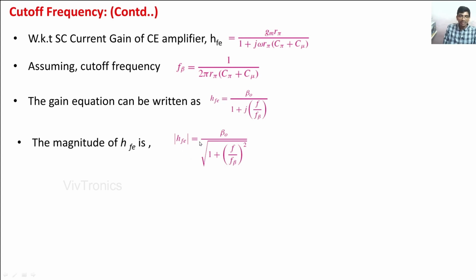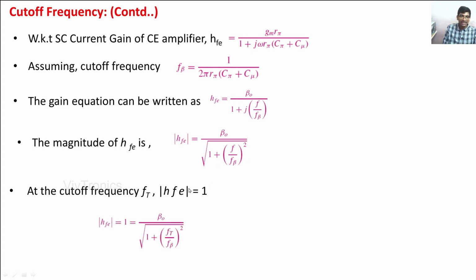After taking the modulus, the gain equation will be equal to beta naught by square root of 1 plus (f by f beta) whole square. At cutoff frequency ft, the modulus of hfe will be equal to 1, because we know that the cutoff frequency is the frequency at which the gain is equal to unity. So that is equal to beta naught by square root of 1 plus (ft by f beta) whole square.